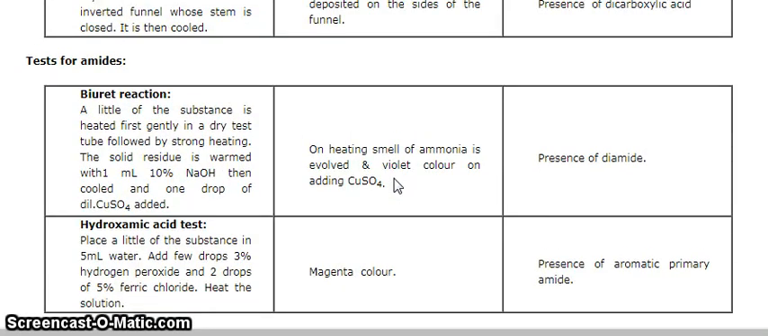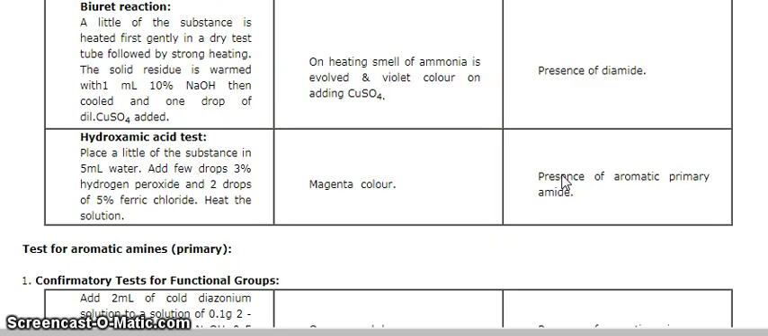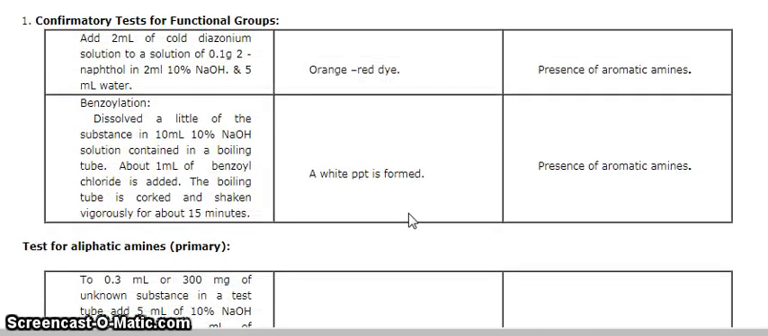Test for amide. Biuret test. A little of the substance is heated first gently in a dry test tube, followed by strong heating. The solid residue is warmed with 1 ml 10% sodium hydroxide, then cooled and 1 drop of dilute copper sulfate is added. On heating, a smell of ammonia is evolved and violet color on adding copper sulfate: presence of diamide. Hydroxamic acid test. Place a little of the substance in 5 ml water. Add a few drops of 3% hydrogen peroxide and 2 drops of 5% ferric chloride. Heat the solution. Magenta color: presence of primary aromatic amides.